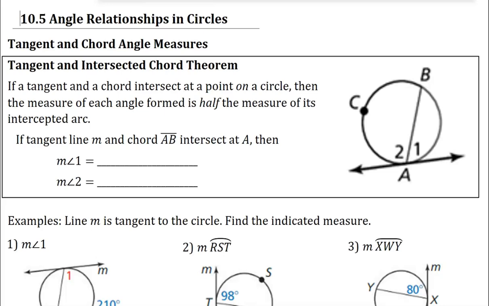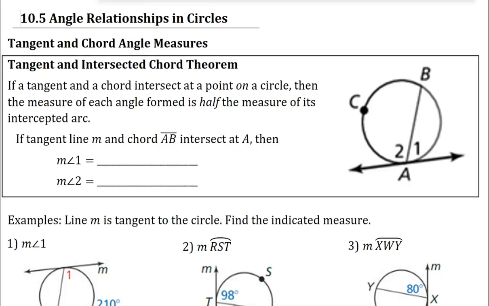In the last section, we looked at the relationship between the angles formed when two chords intersect at a point on the circle and the arc that they intercept. And today we're going to look at the last of all of the arc and angle relationships that exist when we have lines and segments intersecting in, on, around circles.